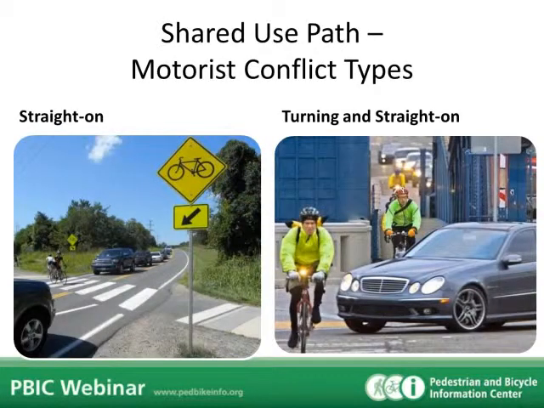When you start looking at types of crashes related to these two different kinds of crossings, typically the one on the left is more straight on. That's your mid-block crossing. And then the one on the right, where you're at an intersection, you're going to have both straight on, but also the potential for turning type crashes.